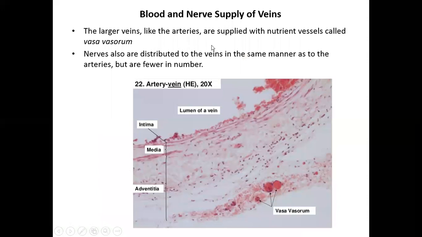Now, we have seen the vasa vasorum in the larger blood vessel that can be seen here in the diagram: tunica intima, tunica media. Tunica intima consists of the endothelial cells. Tunica media consists of smooth muscles and elastic fibers. Adventitia consists of connective tissue, and there the vasa vasorum can be seen. Nerves also are present in this area, which are called nervi vascularis.